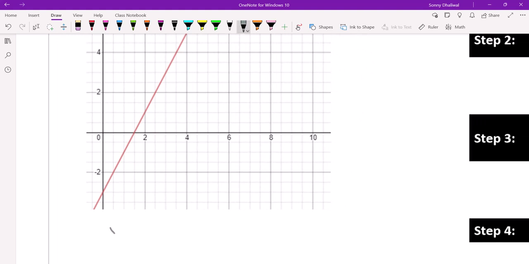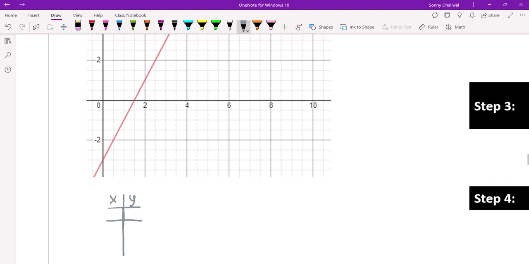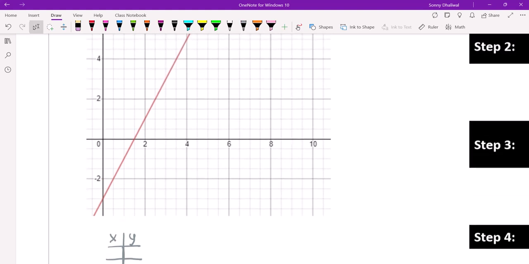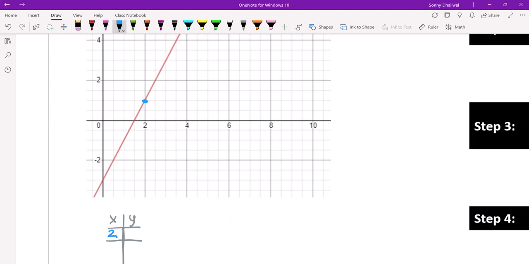We're going to go x, y, and we want 3 or 4 points here, and we need a nice spot to start. I'm going to start at x equals 2, and go up to the line here. I have a point there. I'm going to read the value. My x value is 2. What is my matching y value at this point? 1. Okay?